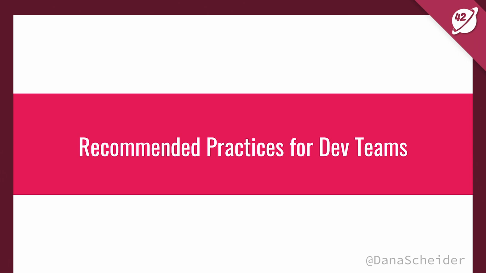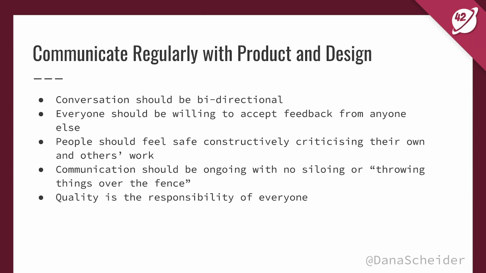I want to go into a few recommended practices for dev teams as far as how development work plays out in an organization that has implemented a TQM-like approach to software quality. Number one is that you need to communicate regularly with product and design. Like I said before, bi-directional communication where, maybe design gives you something that at a certain viewport width is going to look really strange on your UI. Developers should be able to give that feedback and designers should take it in stride. So everyone should be willing to take feedback from everyone else.